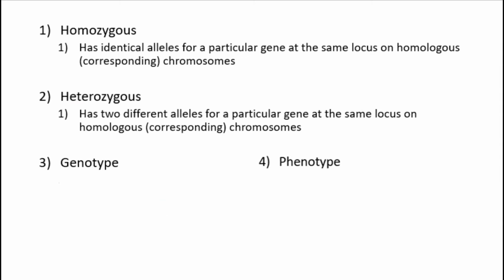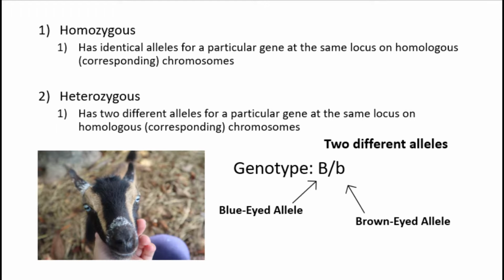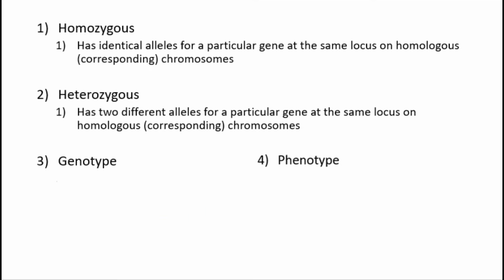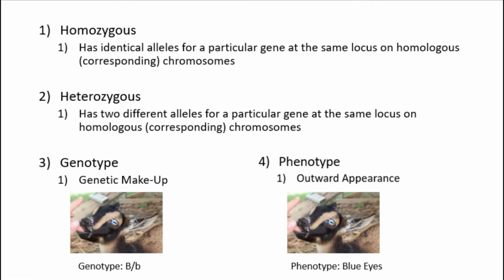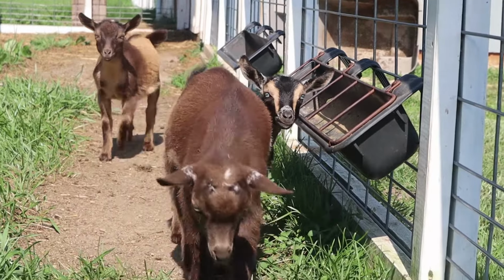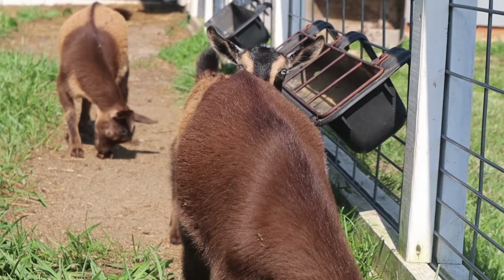The next term is heterozygous, which means that a goat has 2 different alleles for the same gene. For example, a goat that is heterozygous for blue eyes is one that has 1 blue-eyed allele and 1 brown-eyed allele. The last terms are the words genotype and phenotype. A genotype is the genetic makeup, whereas the phenotype is the outward appearance. Finally, with all that covered, let's take a look at the genetics of blue eyes.